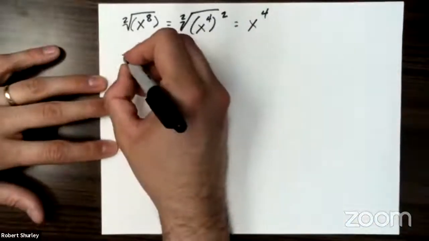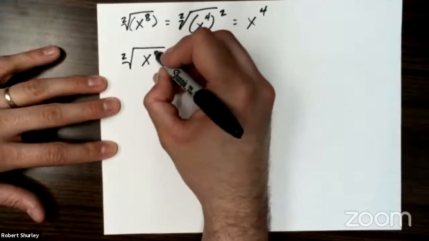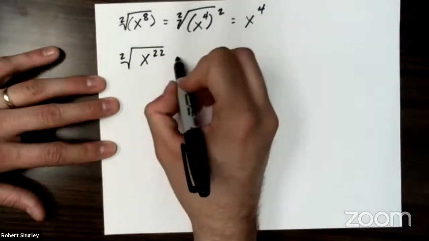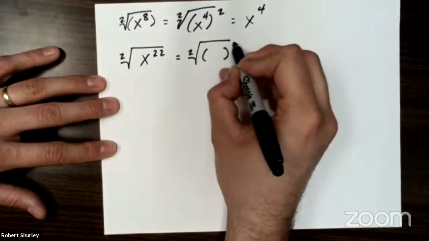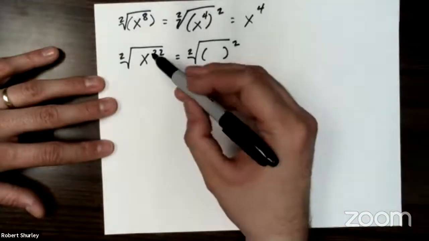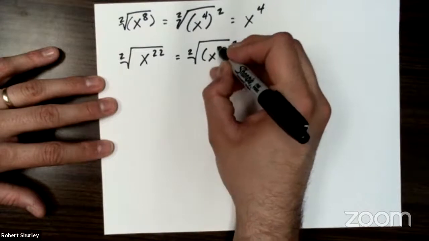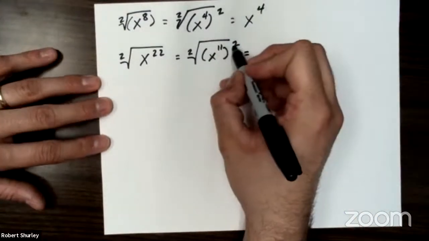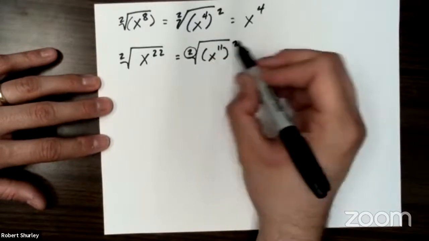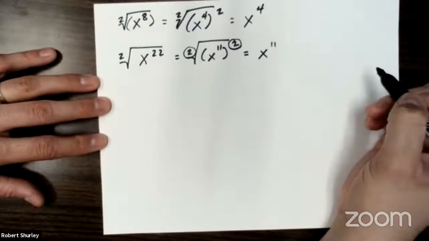So let's look at another one. Let's say we've got the square root of x to the 22nd. We've got to think of what we need to multiply 2 by to get 22. Well, we multiply it by 11, right? The reason we chose the 2 is because we have a square root, and these cancel, so it leaves us with x to the 11th power.